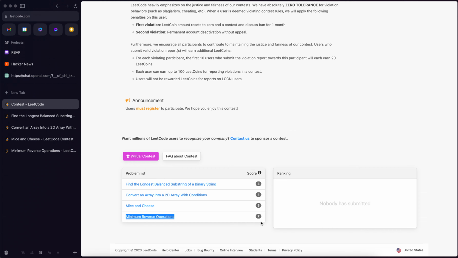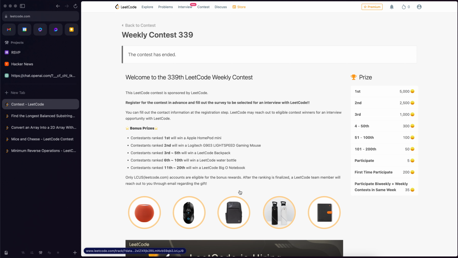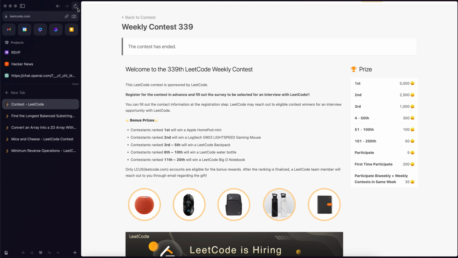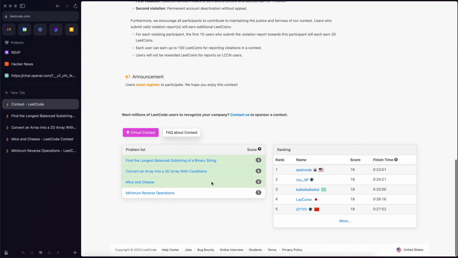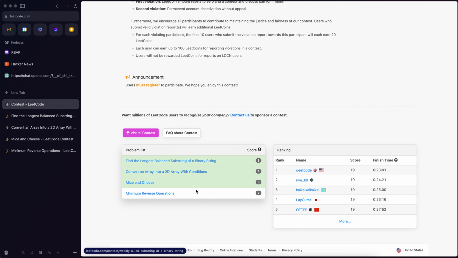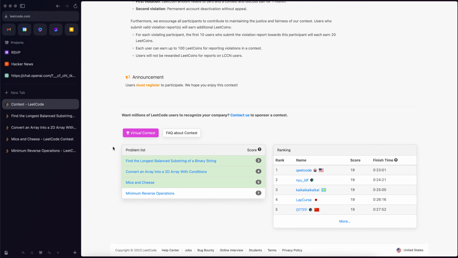Hey, hi people. So I did this contest today, 339. I was able to solve only 3 out of 4, and the fourth I had an idea but could not solve it. I'll just explain the first 3 which I was able to solve. So let's start with the first.